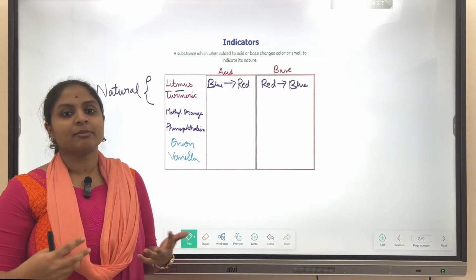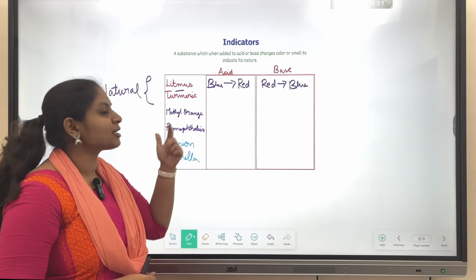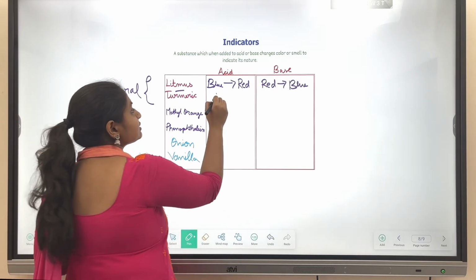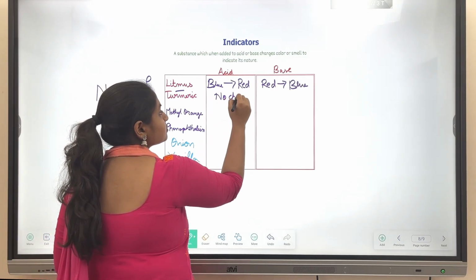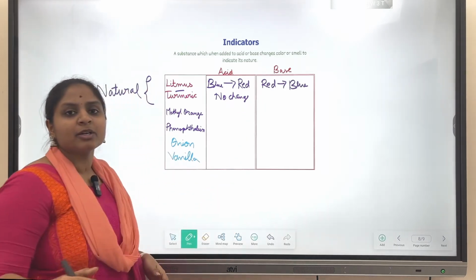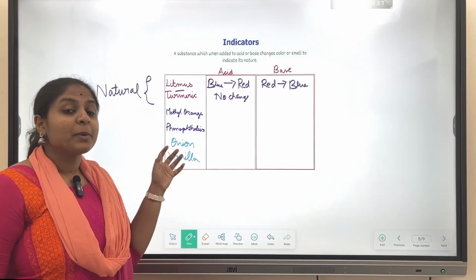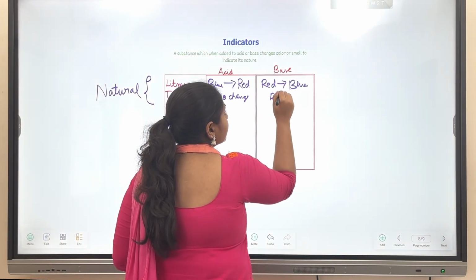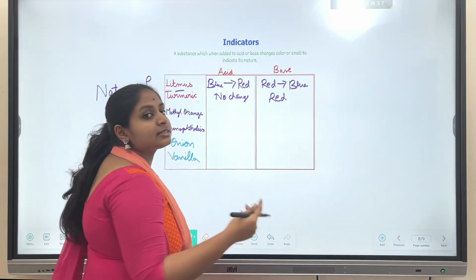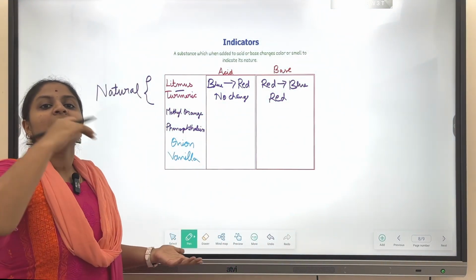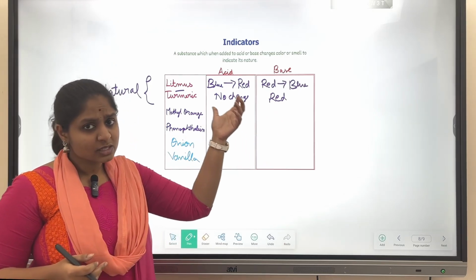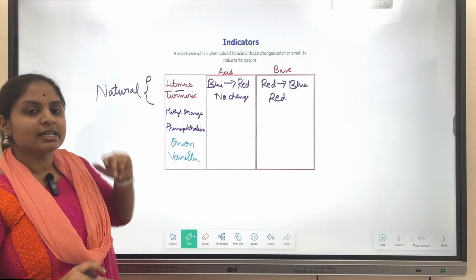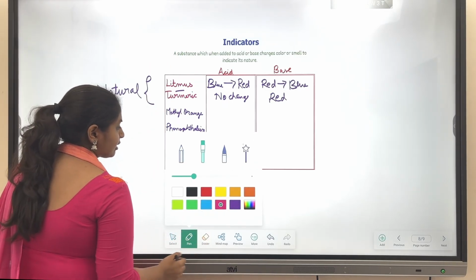One more example of a naturally available indicator is turmeric. We have turmeric powder. If you add turmeric powder to acid, there is no change, nothing happens. But the same turmeric powder, when we add it to a base solution, turns red. We all know turmeric is yellow in color. So in a basic medium, the yellow color became red. So whenever turmeric turns red, we can call it a basic solution. These are natural indicators.